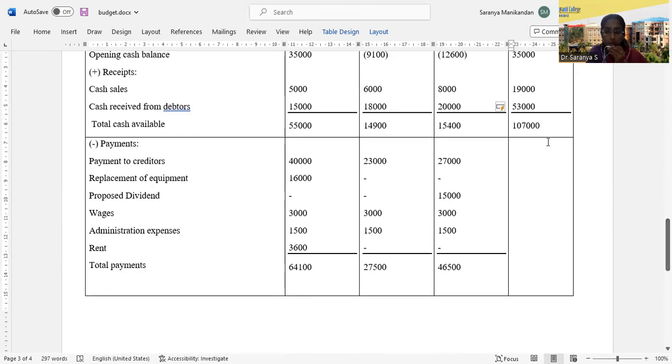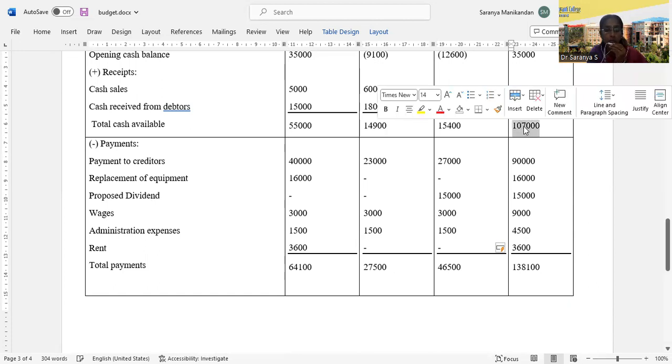Okay, and the payment to creditors, horizontal total is 90,000. Equipment is 16,000. Then proposed dividend is 15,000. Then we have 9,000, 4,500, 3,600. So this total payment, that is main total, that should be done vertically, so vertical wise. So when we do vertical total from payment to creditors till rent, you will get 1,38,100.